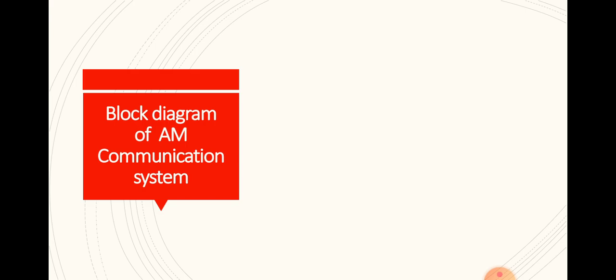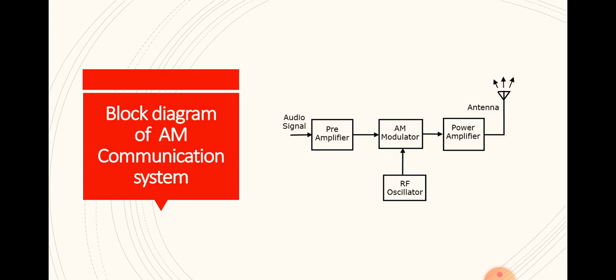So let us move towards the amplitude modulation communication system block diagram. That means, how does amplitude modulation take place? So let us start with that. This figure shows the block diagram of an AM communication system. There are four different blocks used in this communication system. Let us summarize the block names first. The first block is the preamplifier. The middle block is the AM modulator. Below that is the RF oscillator, and the last one is the power amplifier.